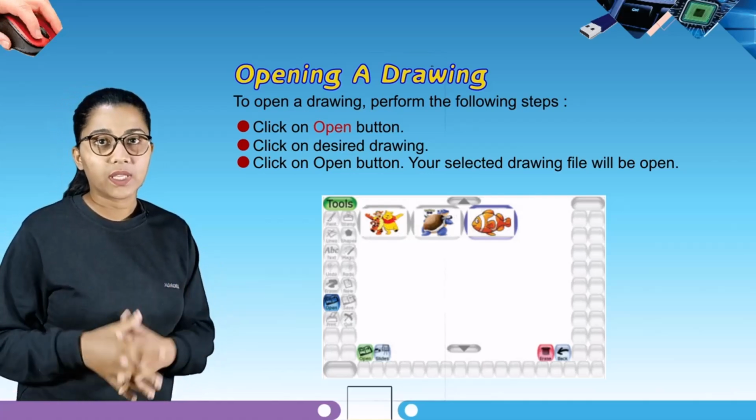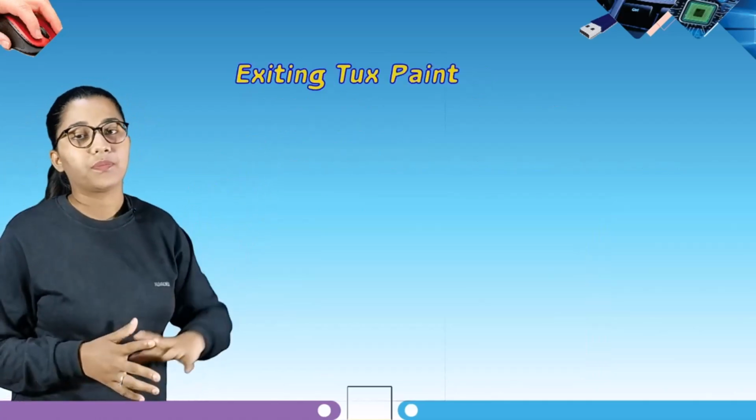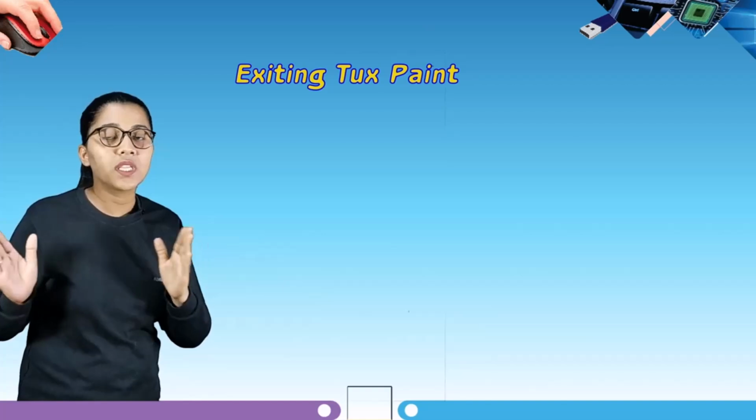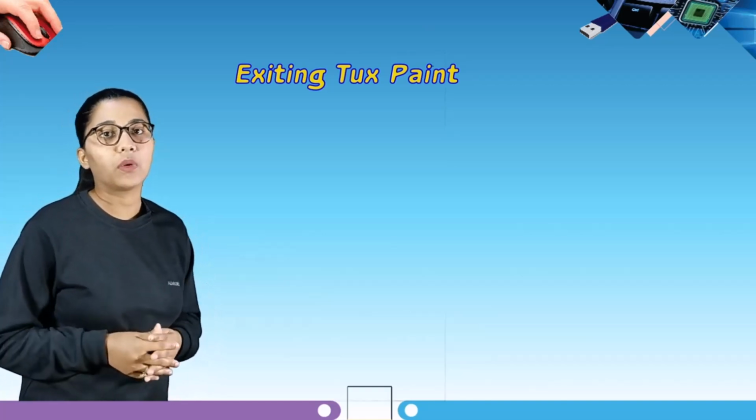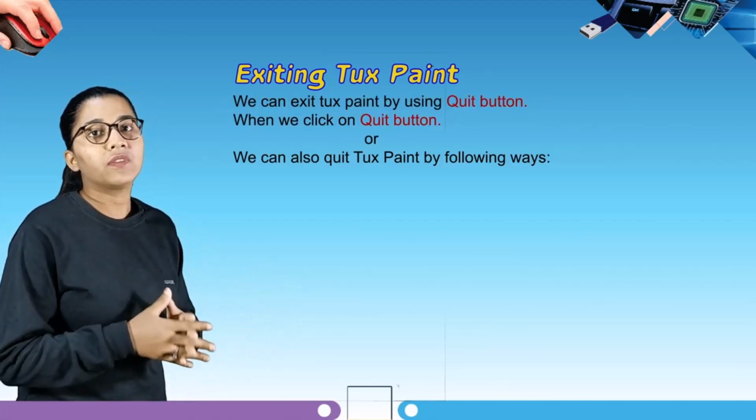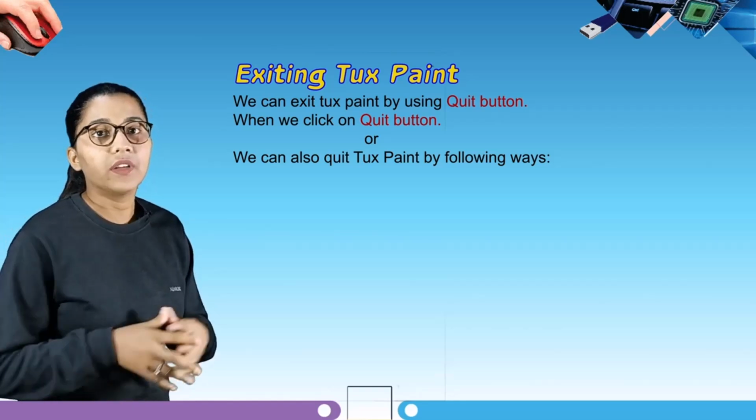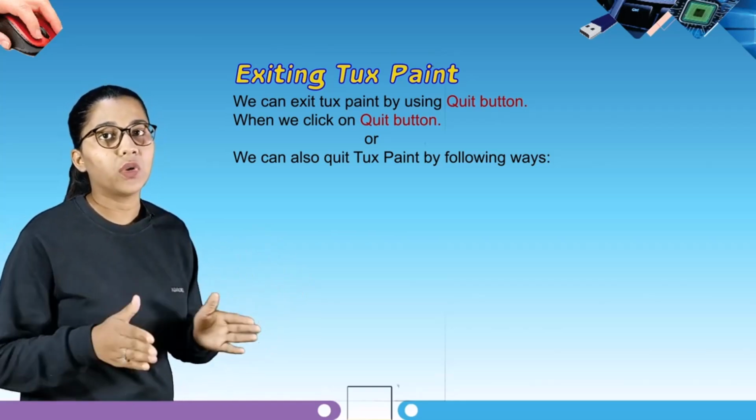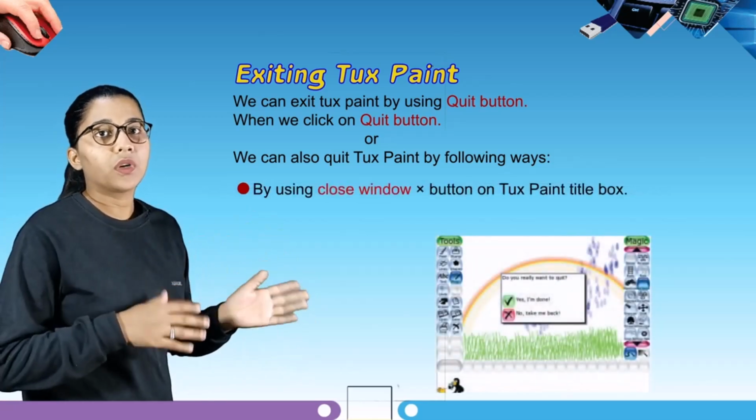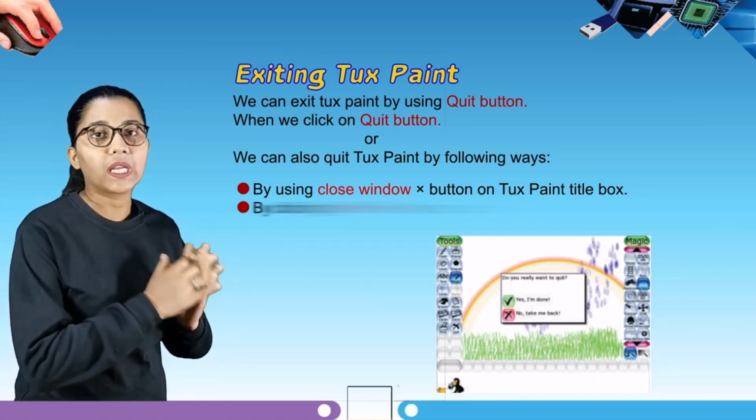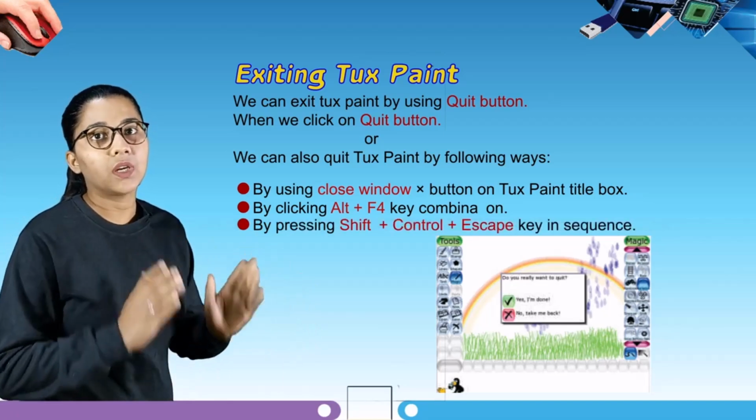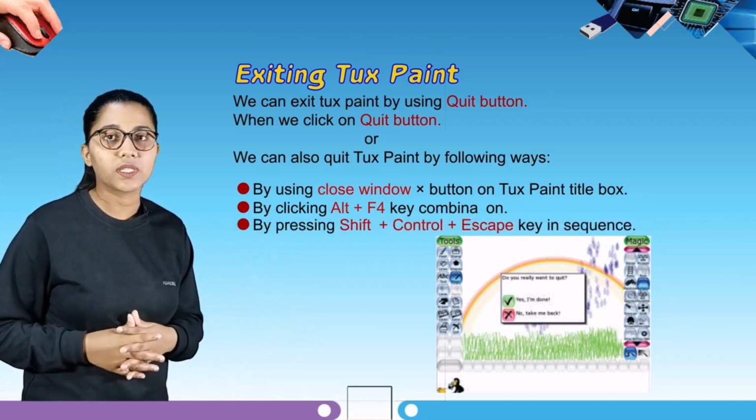Now our next topic is exiting Tux Paint. After doing all your drawings and coloring and effects, how will you close the app? So let's learn about it. We can exit Tux Paint by using quit button. We can also quit Tux Paint by following ways. By using close window button on Tux Paint title box. By clicking Alt plus F4 key combination. By pressing Shift plus Control plus Escape key in sequence.